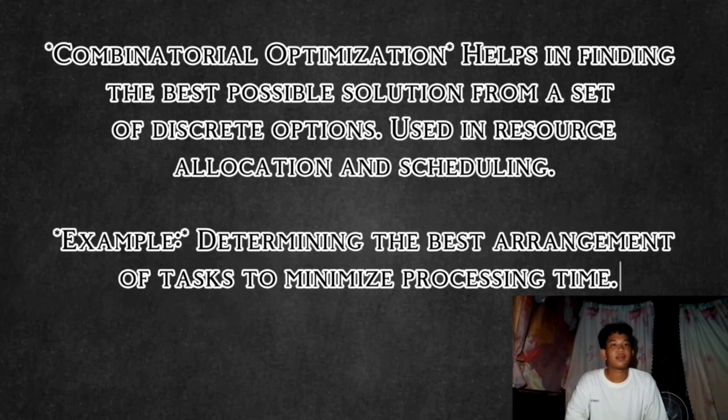And lastly, combinatorial optimization. It helps in finding the best possible solution from a set of discrete options, used in resource allocation and scheduling. Example, determining the best arrangement of tasks to minimize processing time.